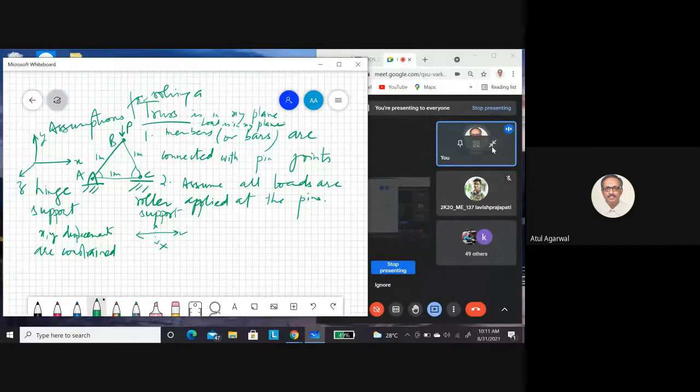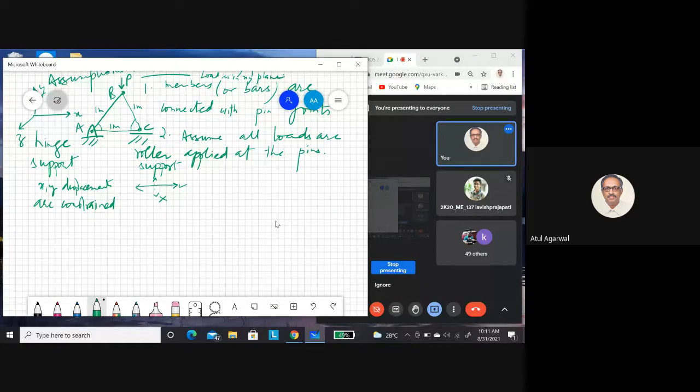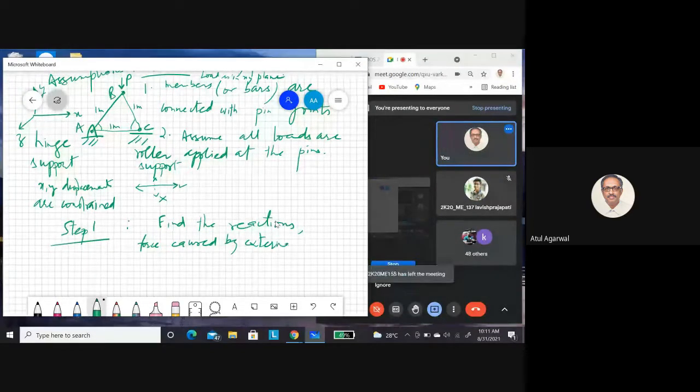Now we have to solve this truss. So there are two ways to do it. First, we can find the reactions. Step 1, this is what is usually done: find the reactions. What do you mean by reactions? Force caused by external support. Now it is supported at points A and C, so you have to find the forces caused by these external supports.